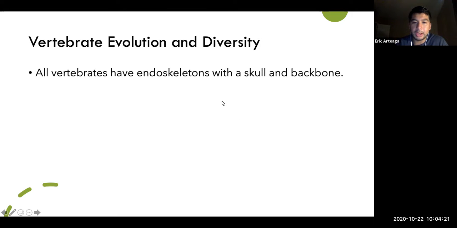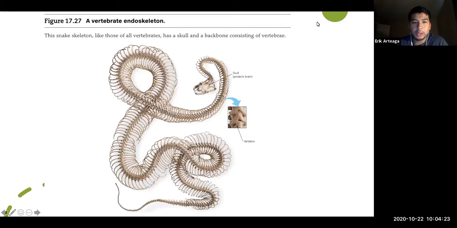So all vertebrates have endoskeletons with a skull and backbone. Here you see the skull and you see the spine or backbone with the spinal cord being housed within. The snake skeleton, like those of all vertebrates, has a skull and a backbone consisting of vertebrae. These are interlocking bones, and you have that spinal cord that's protected within the spine, or the vertebral column.